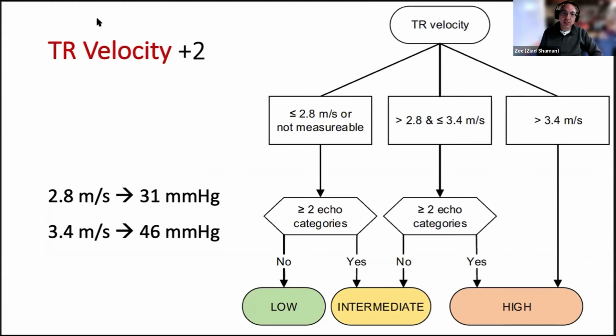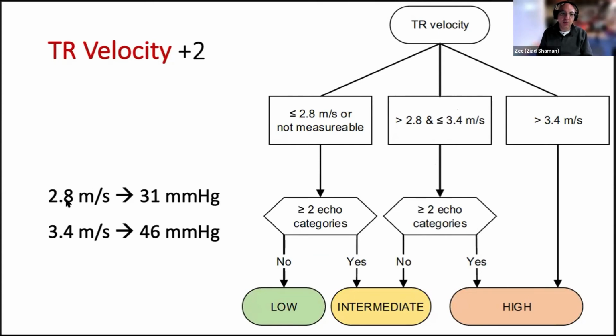And the way they do it is by measuring the TR velocity jet, absolutely. And if the number is more than 3.4, then you don't have to do anything else. You have a high chance of having pulmonary hypertension. But if the number is less than 2.8 or between 2.8 and 3.4, then you have to look at echo surrogate measurements. And those are, we're gonna go over those next.